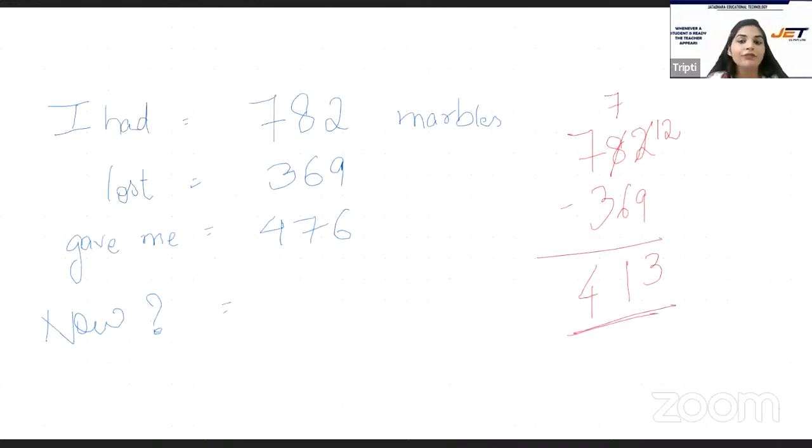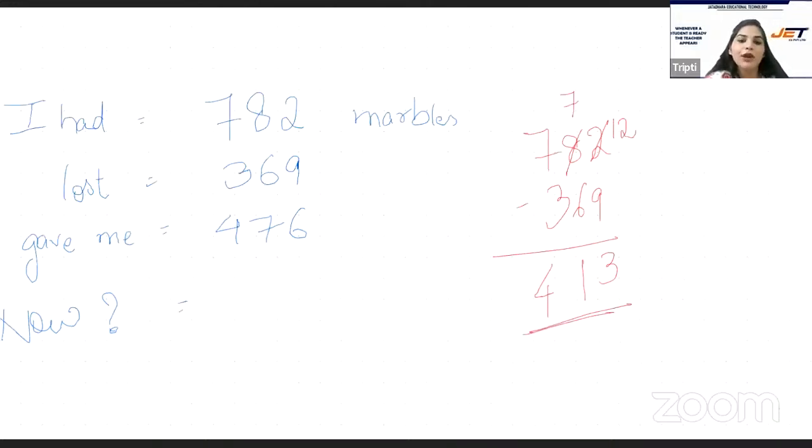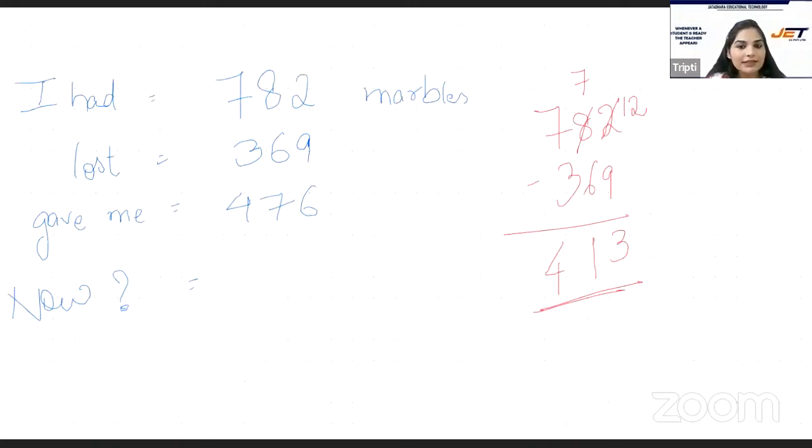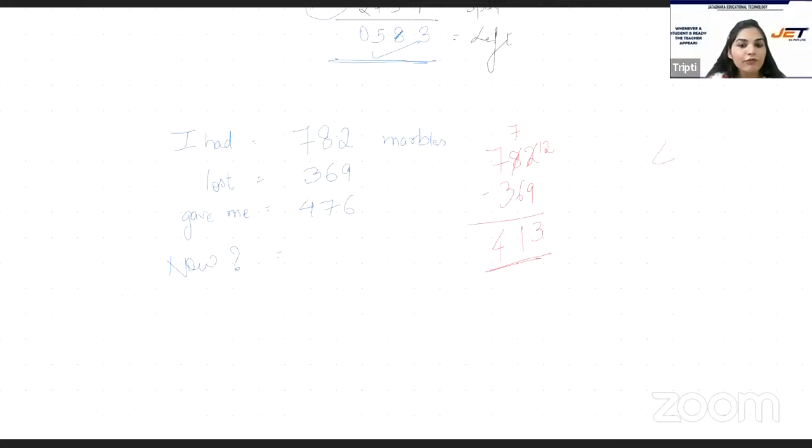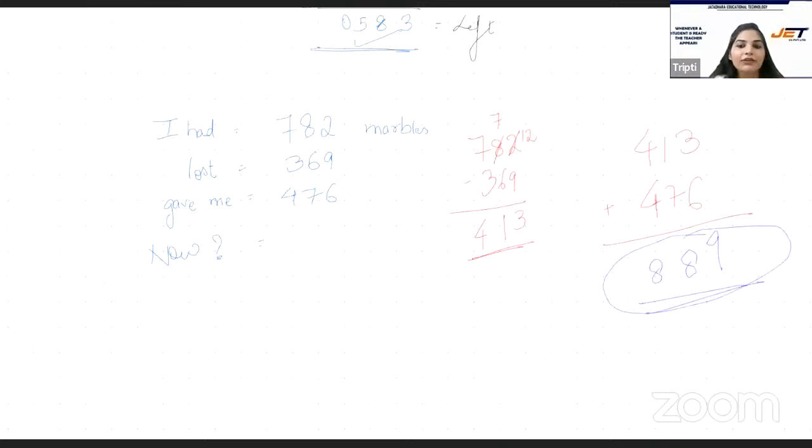After losing some marbles, I am left with 413 marbles. Now, my parents gave me 476 marbles more because I lost some. So obviously they gave me more. So 3 plus 6, 9. Then 7 plus 1, 8. 4 plus 4, 8. That means now, finally, I have 889 marbles with me.